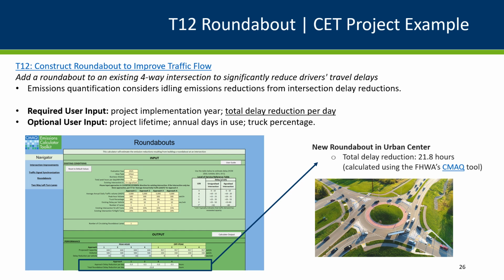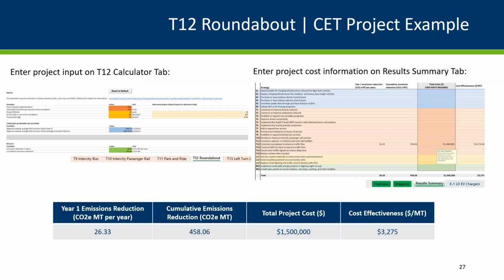For our example project, we consider an urban roundabout project with 4 approach directions and 5,000 AADT, or annual average daily trips, which would result in a daily delay reduction of 21.8 hours. Now, in our calculator, we take the resulting delay reduction estimated from the CMAQ calculator tool and input that into the orange section. This provides an estimate of our emission reduction as 456 metric tons of CO2 with a cost effectiveness of around $3,000 per metric ton.